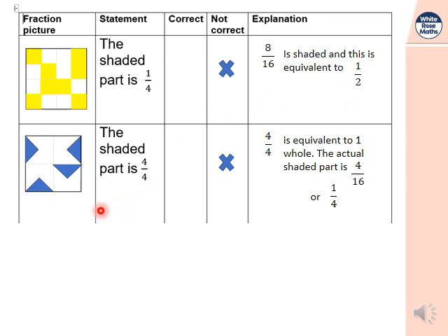And then looking at the second one, it said that the shaded part is 4/4. Now that's not right, because hopefully we knew that 4/4 is equivalent to 1 whole. And the actual shaded part is 4/16. And 4/16 is equivalent to 1/4.